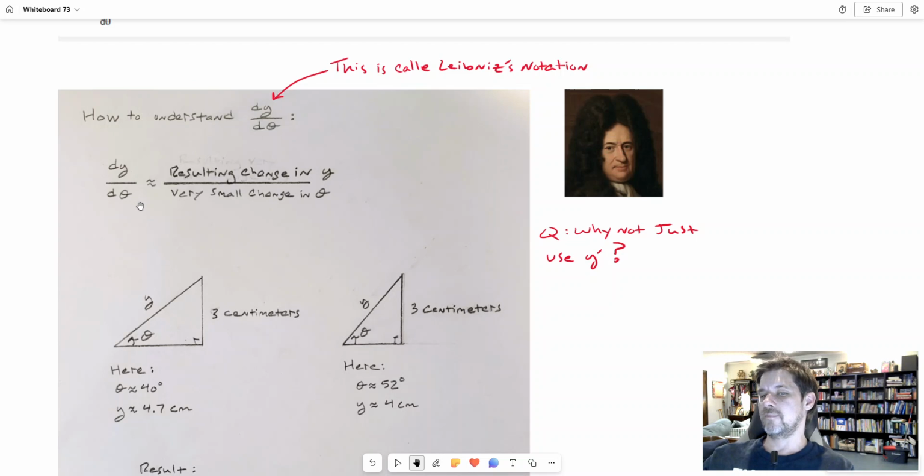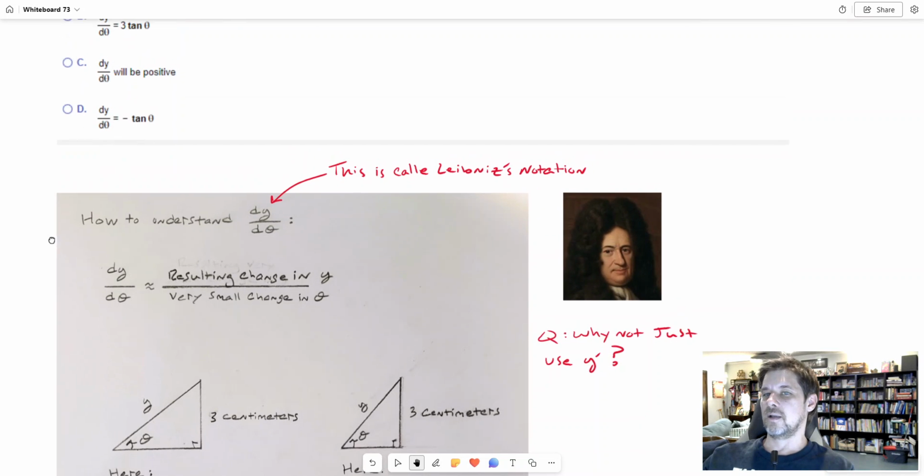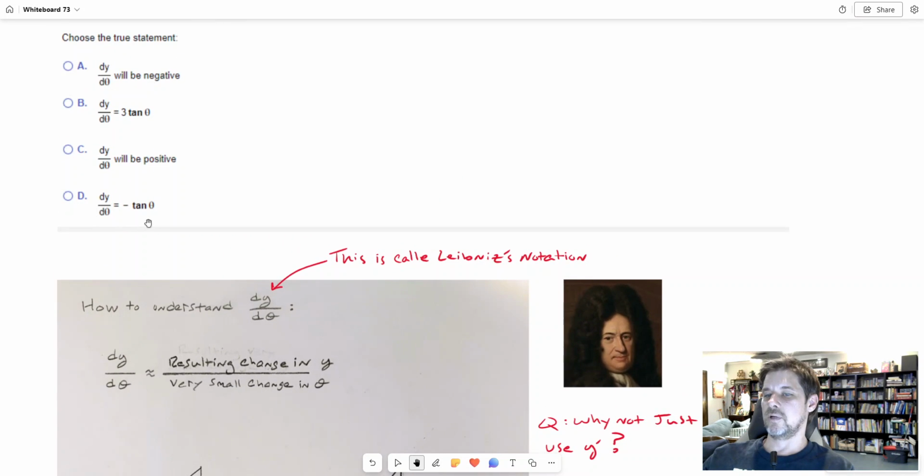So that's what dy over d theta tells me. How about this? Let's answer this question by just thinking that dy over d theta is going to tell me how a small change in theta causes some resulting change in y. I see my answers being negative, positive, this formula or that one. But I think it's just going to come down to whether it's positive or negative. Let me show you why.